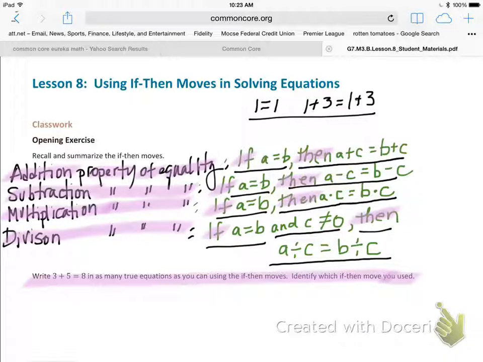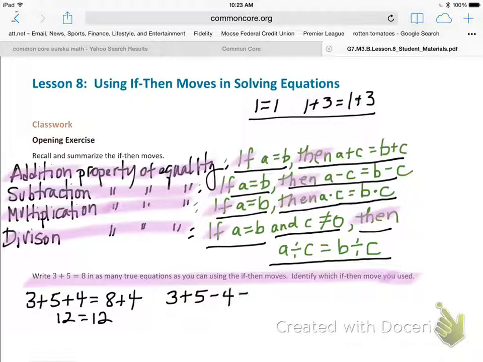If we were going to use the addition property of equality, we would write 3 plus 5 plus 4 equals 8 plus 4. If we do that, 3 plus 5 equals 8, plus 4 equals 12, so 12 equals 12. Now if we do the subtraction property of equality, we have 3 plus 5 minus 4 equals 8 minus 4. So 3 plus 5 is 8, minus 4 is 4, and 8 minus 4 equals 4. So these all prove out.